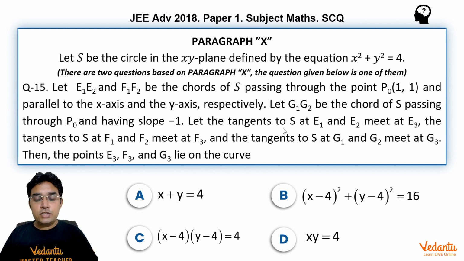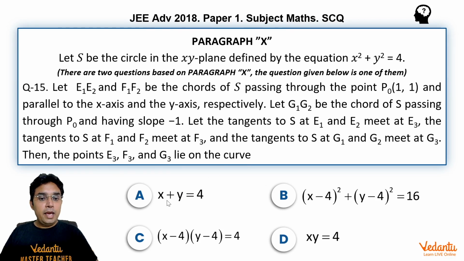Let the tangents to S at E1 and E2 meet at E3. The tangents to S at F1 and F2 meet at F3. The tangents to S at G1 and G2 meet at G3. Then the points E3, F3 and G3 lie on the curve.